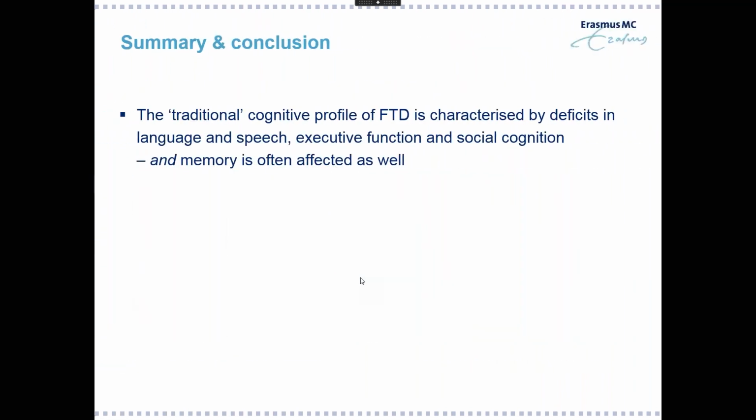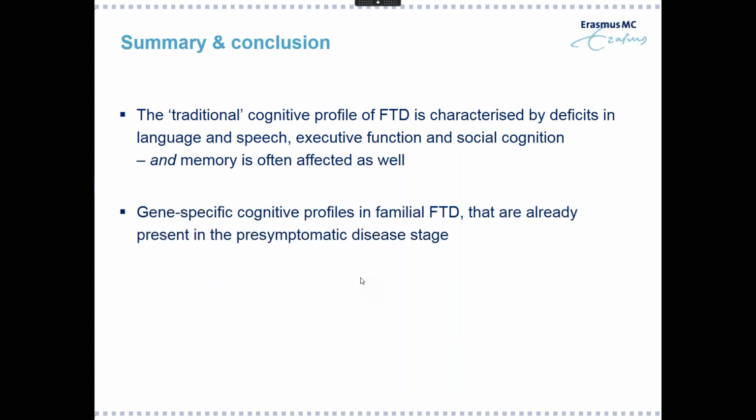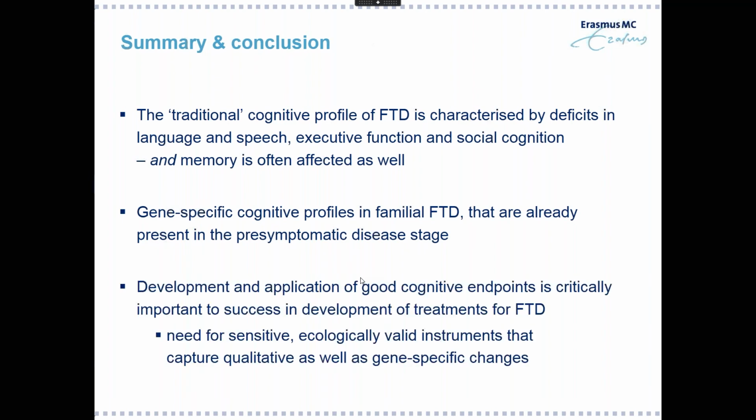So to summarize all this, the traditional cognitive profile of FTD is characterized by deficits in language and speech, executive function, and social cognition. And contrary to what is sometimes believed, memory is often affected as well. Looking at familial FTD, we see gene-specific cognitive profiles that are already visible in the pre-symptomatic to early disease stages. And lastly, the development and the application of good cognitive endpoints is of critical importance to the success of upcoming clinical trials. In order to capture these changes, we need sensitive, ecologically valid instruments that are able to capture these small and often qualitative changes, as well as gene-specific changes happening in the pre-symptomatic to early symptomatic stages.